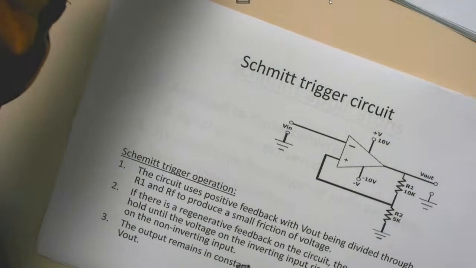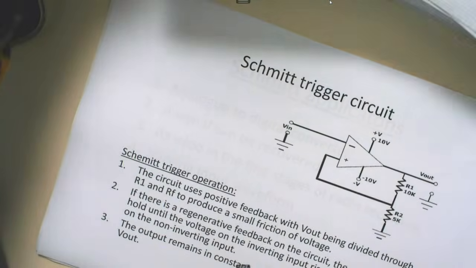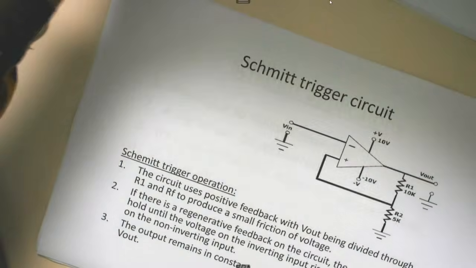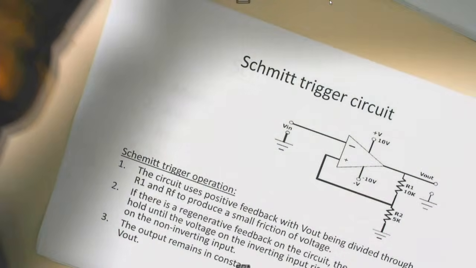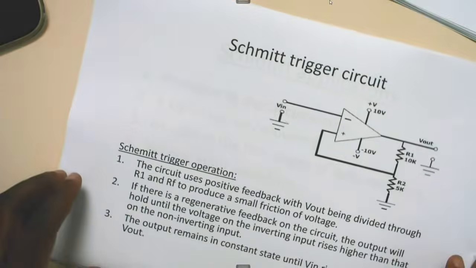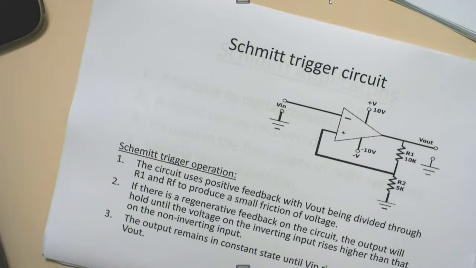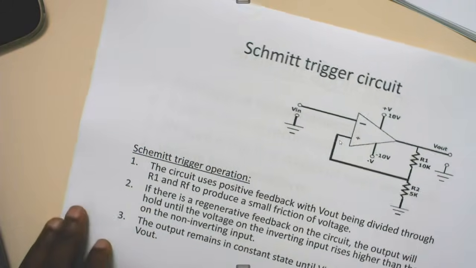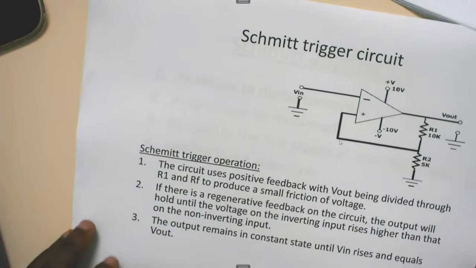For every circuit that we come across, learners need to know the type of circuit and the operation of that circuit. Hence, there's always an operation for every circuit that we do here. This is a Schmitt trigger circuit that learners also need to know how to draw. Let us go on to its operation.